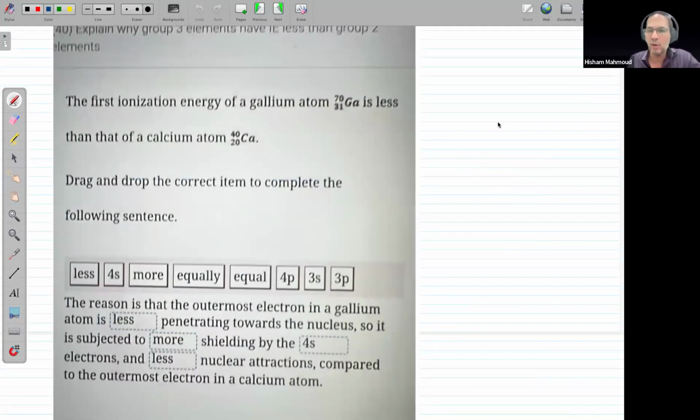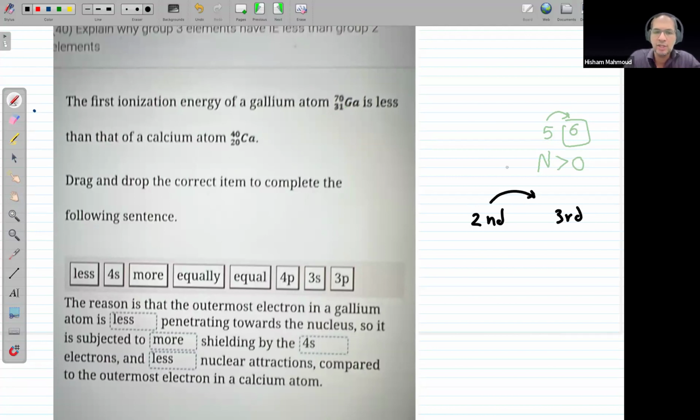I remember now that I explained the difference between 5 and 6, why there is more repulsion here in this one. That's why the oxygen is less than the nitrogen. But we didn't explain the reason why the electron in the third group is much easier to take than the electron in the second group. So between the second group and third group, why is there a drop in the ionization energy? The reason for the drop is that it's easier to remove this electron.